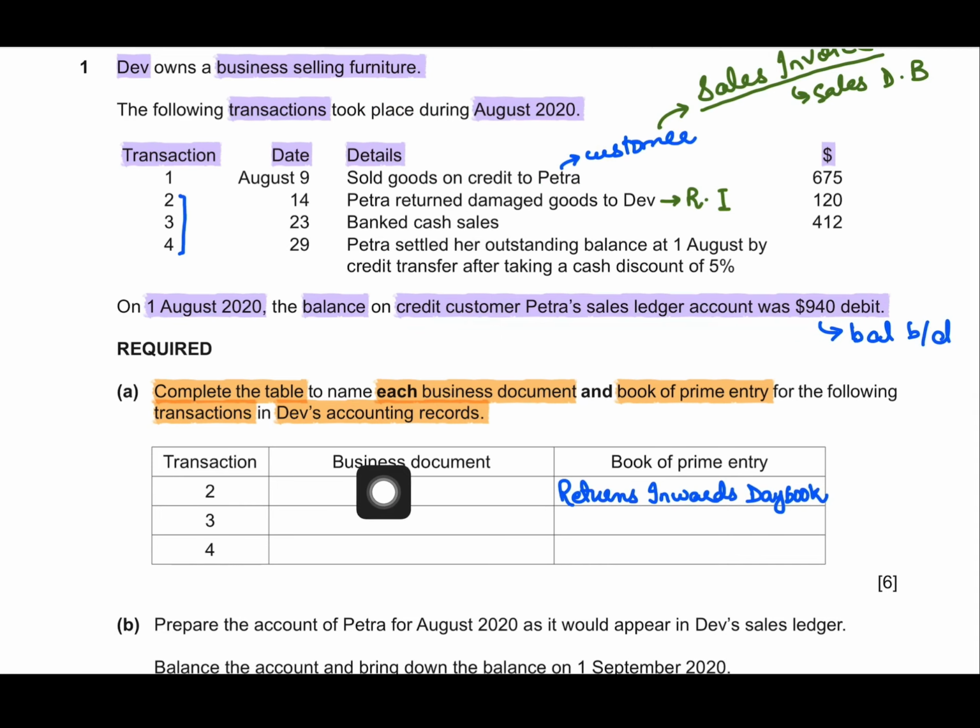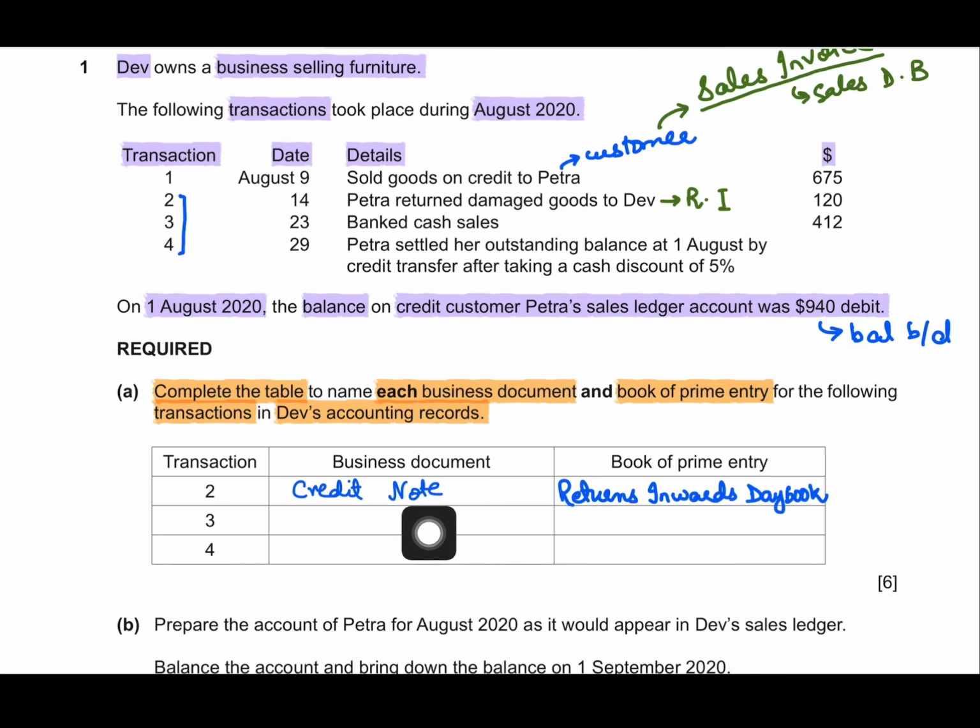Right. Now, which business document will he be issuing to Petra for returns inwards? A debit note or a credit note? A credit note, right? Always remember that whenever there are sales returns, that the goods are being returned to the seller, he will always issue a credit note. Whenever the customer wants to return goods, he will issue a debit note to the supplier telling him or her that I have some issues with the goods or with the transaction or any other dispute and I want you to settle it. So in response, if the supplier accepts that debit note, he will be issuing a credit note, right?